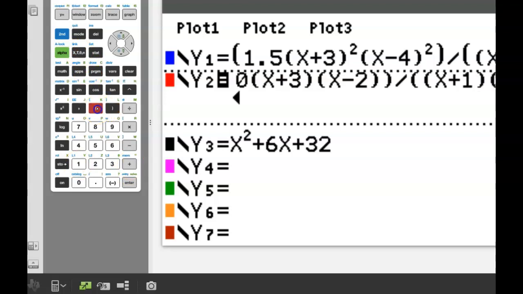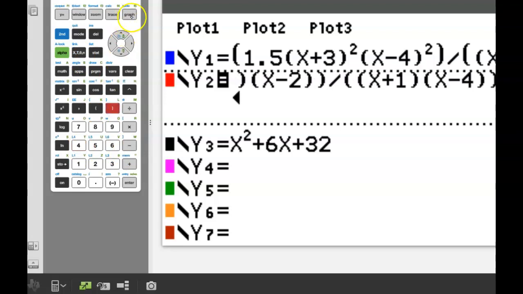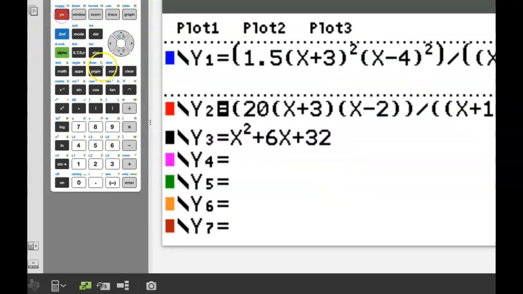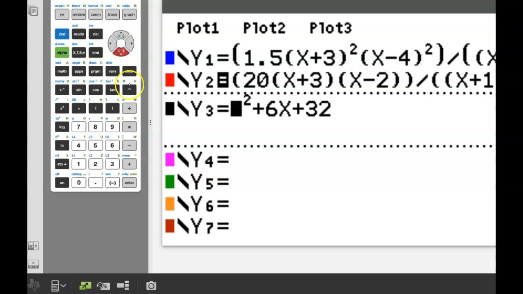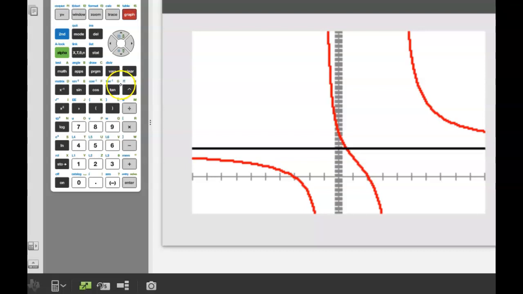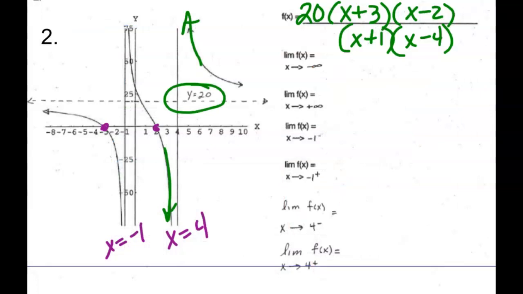Is the window close? Close enough, it should work. Does that look right? Okay, if I throw in the line y equals 20, looks about right. Okay, I'm going to stop checking them, but let's try one more.